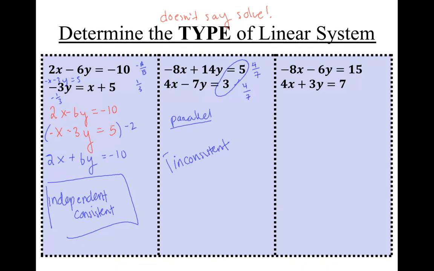Right? That is an inconsistent system. They have no solutions. There is no unique solution here. Like there's no point that they intersect. There's no line that they intersect at.